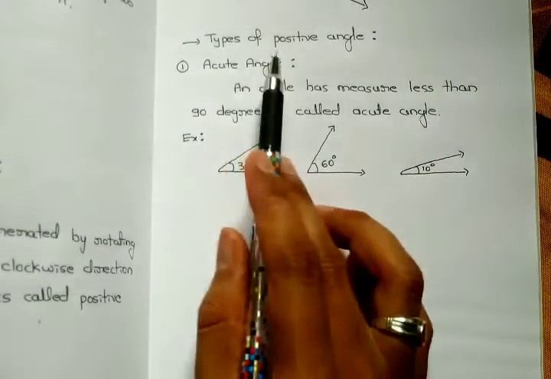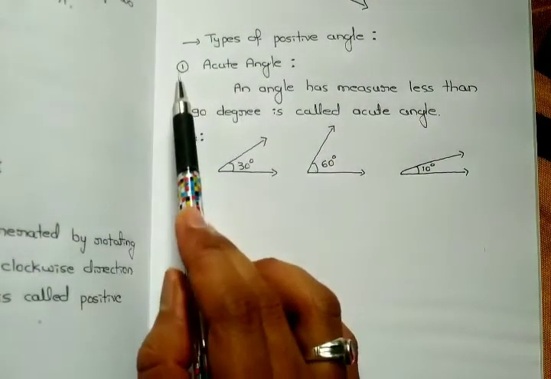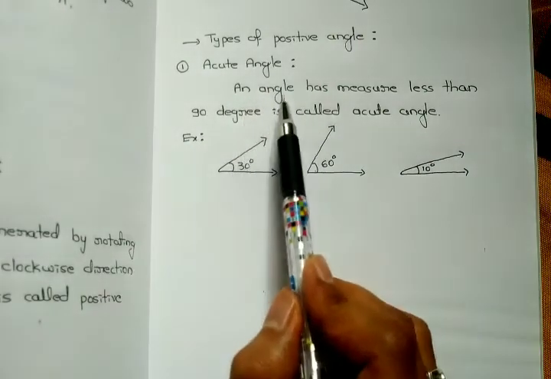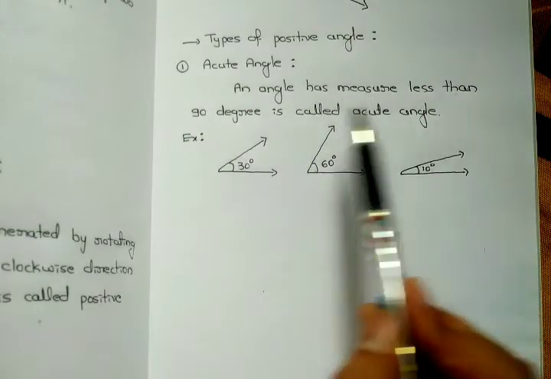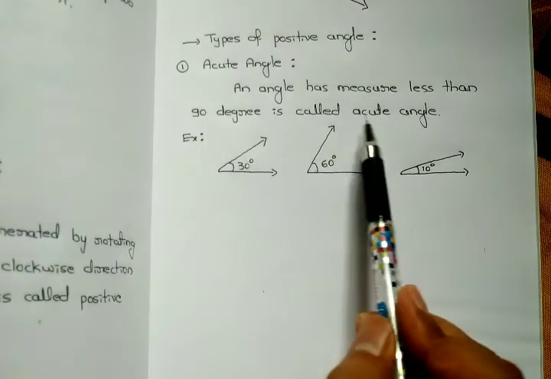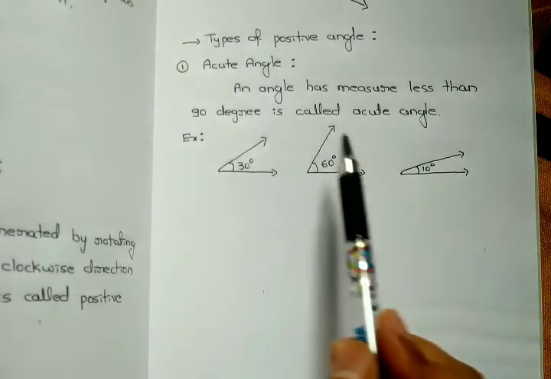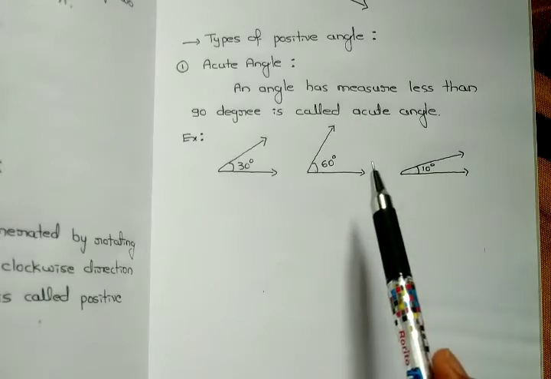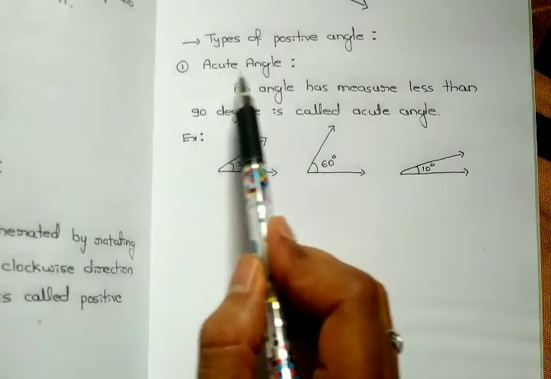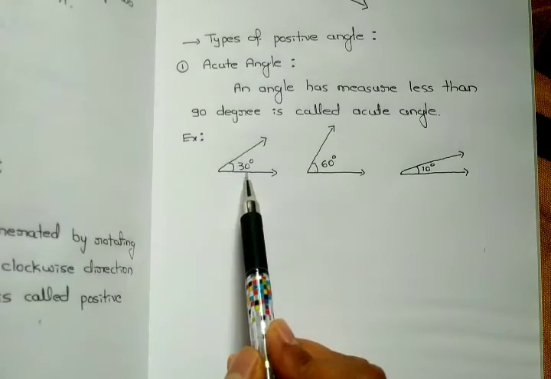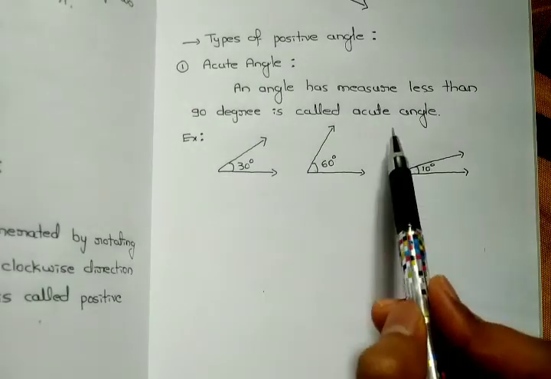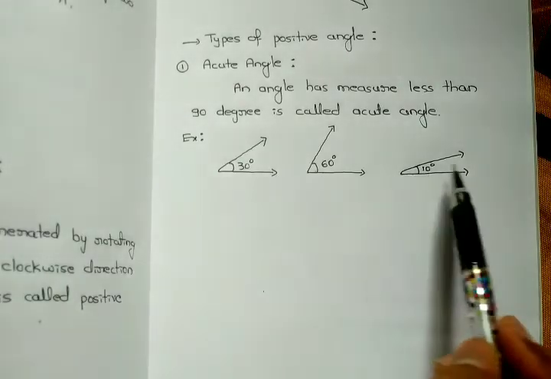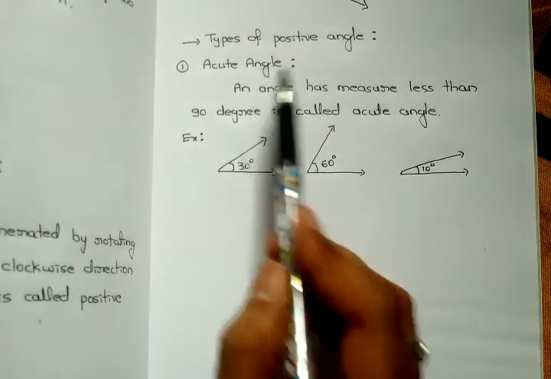Next, types of positive angle. In that, first one, acute angle. Acute angle means an angle has measure less than 90 degree. Whichever angles are less than 90 degree, all those angles are going to be called what here? Acute angle. For example, 30 degree, 60 degree, 10 degree, 75 degree. All these angles are going to be called what here? Acute angle.